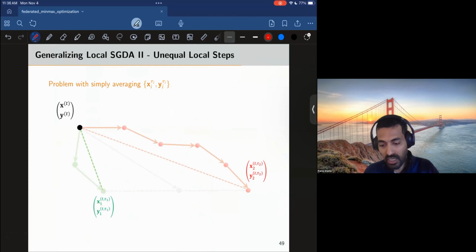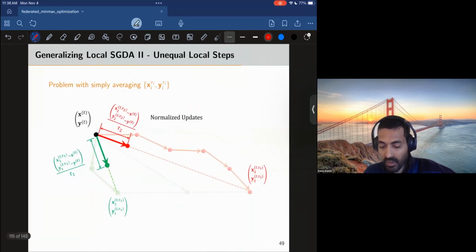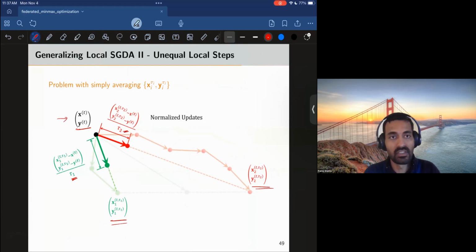So what should we do? Again, we borrow an idea which is very similar to FedNova. Suppose these are the local iterates which the clients arrive at. Then we look at normalized updates, meaning we look at the difference between these two points and normalize it by the number of local steps. Similarly, look at the difference between these two points and normalize by the number of local steps, right? So this gives us normalized updates. These are shown here in green and red.